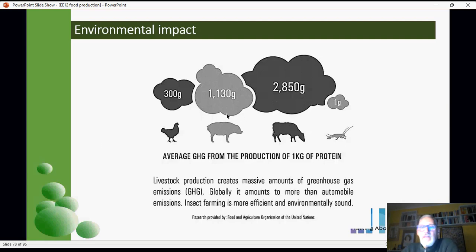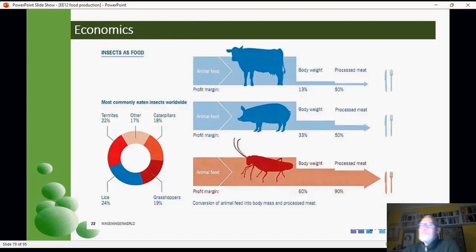Okay, now of course the pleasure from eating a steak is not going to be the same as the pleasure of maybe eating a plate full of crickets. I'm not sure, but if we're just talking about protein as protein, in which case it doesn't matter what form it comes in, it's quite clear that this is a no-brainer. Okay.